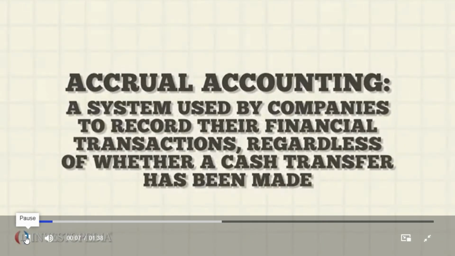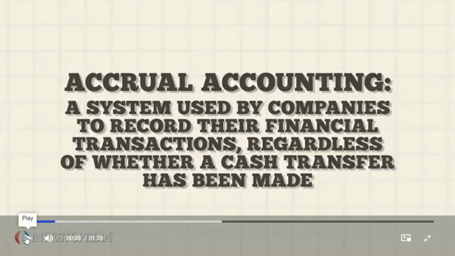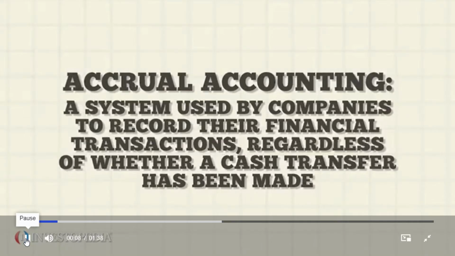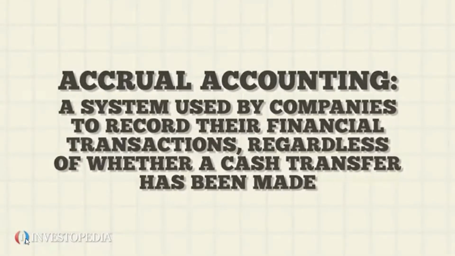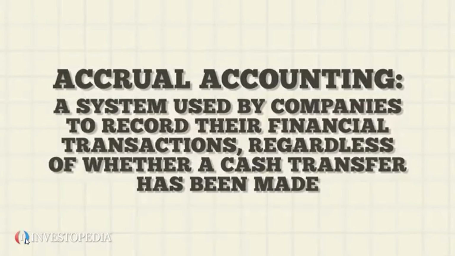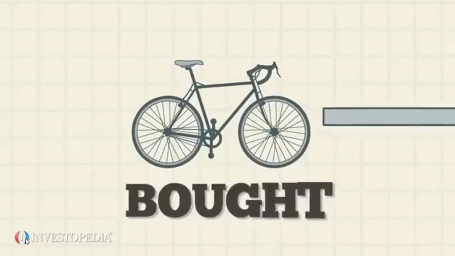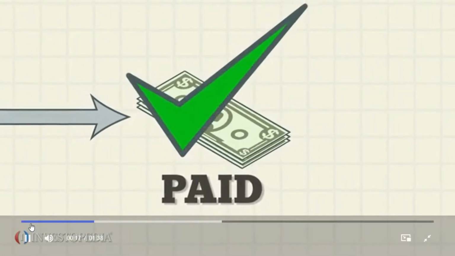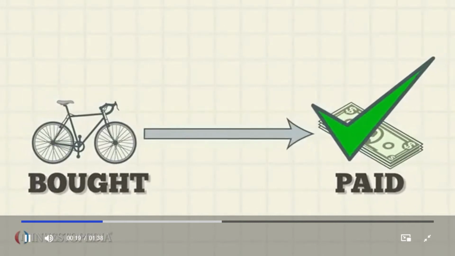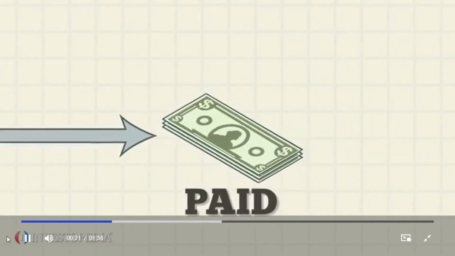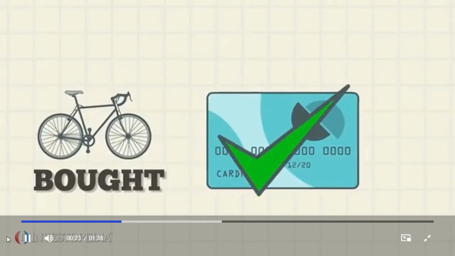Accrual accounting is a system used by companies to record their financial transactions, regardless of whether a cash transfer has been made. Unlike cash accounting, where a business transaction is valid only when cash is received for goods or services, accrual accounting reports all cash and credit transactions.